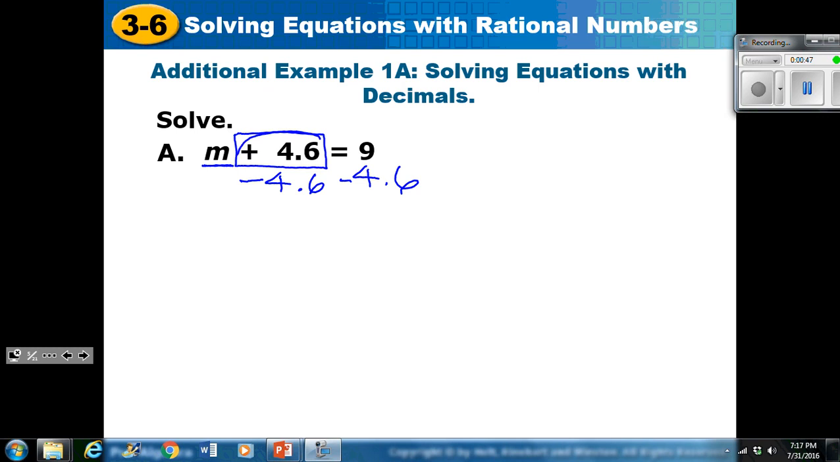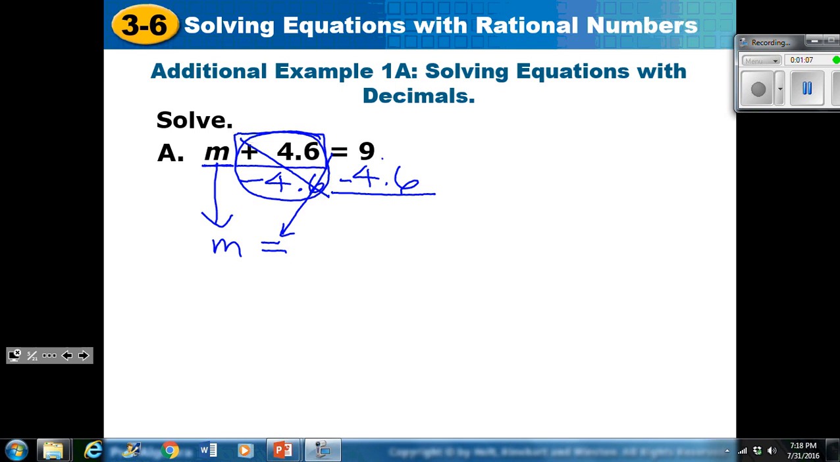Plus 4.6 and minus 4.6 makes 0, it makes plus 0. So it's nothing, it goes away, and that was the entire point. Then we just bring down m, that's all we have left on this side of the equation. We'll bring down our equal sign, and then we need to evaluate 9 minus 4.6.